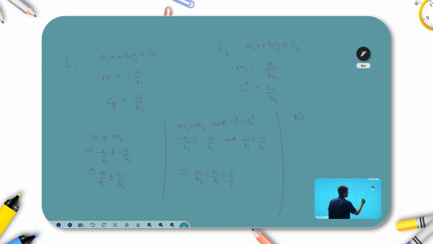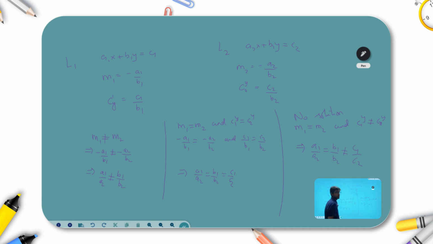For no solution, since the lines should be parallel but not the same, m1 should be equal to m2 and the y-intercepts c1 by b1 should not be equal to c2 by b2. The y-intercepts should not be the same. So this will give me a1 by a2 is equal to b1 by b2 is not equal to c1 by c2.